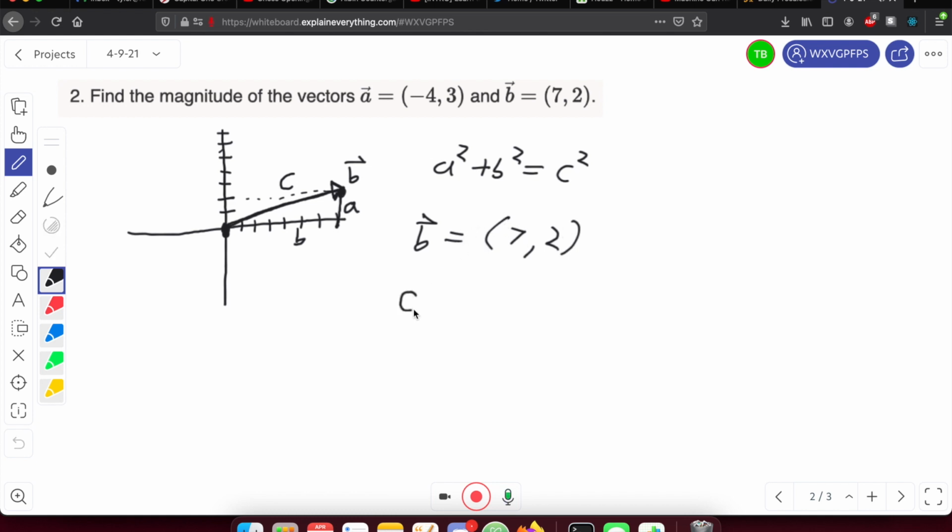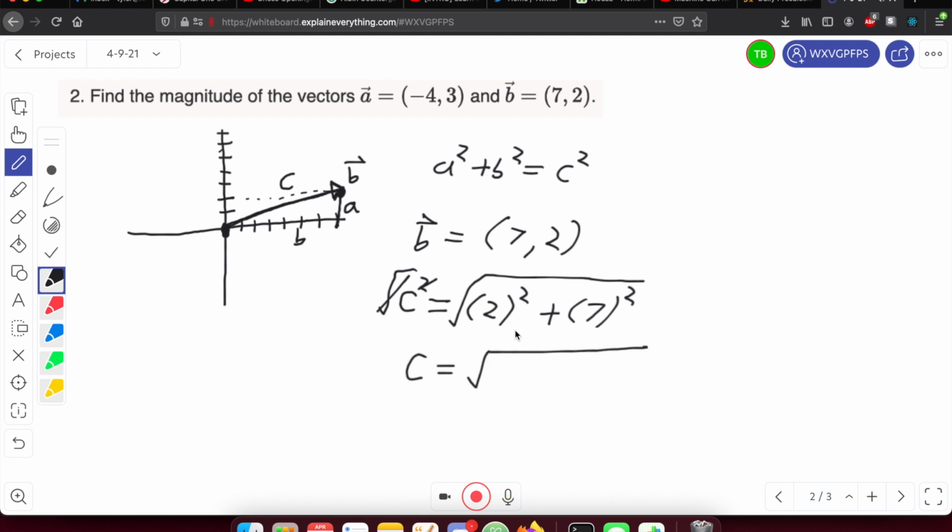If we're looking for the side c, which is the length of this b vector, we're going to have c squared is equal to a squared, which is 2 squared, plus b squared, which is 7 squared. And now if we're trying to solve for c, we want to take the square root of both sides. The square and the square root will cancel, and we'll be left with c is equal to the square root of the square of 2, which is 4, plus the square of 7, which is 49.